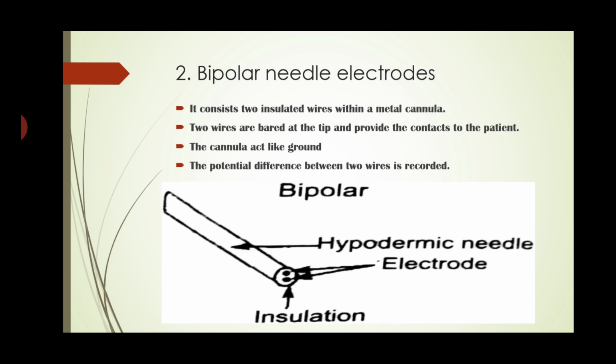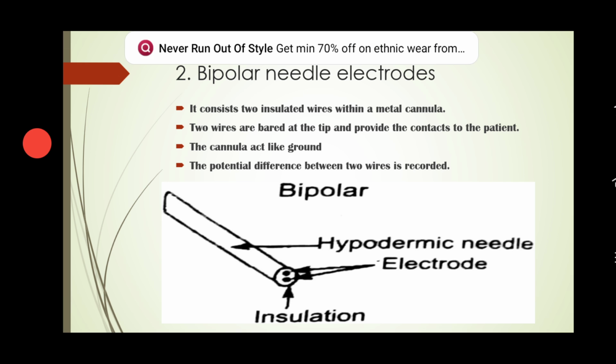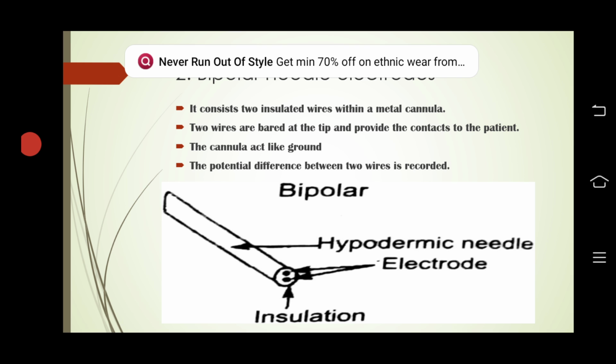So, this one is the diagram for the monopolar needle electrode. Second is the bipolar needle electrode. It consists of two insulated wires within a metal cannula. Two wires are bare at the tip and provide the contact to the patient. The cannula acts as a ground. The potential difference between the wires is recorded. It means the potential recorded is the difference between the two electrodes or wires.